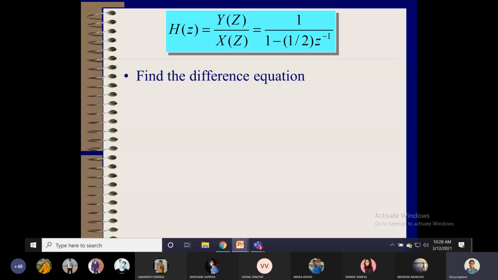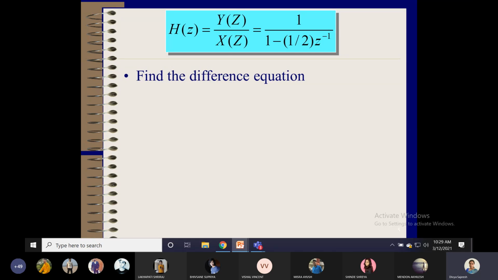So H of z is defined as output by input, as 1 upon 1 minus half z inverse. Now, how to write the difference equation? The difference equation is nothing but how we write the time domain equations. For a continuous signal, it is known as a differential equation. Differential equations are time dependent equations, but here it is not continuous, it is discrete signals. So it will be named not the differential equation, but the difference equation. Difference equations are discrete time domain equations.